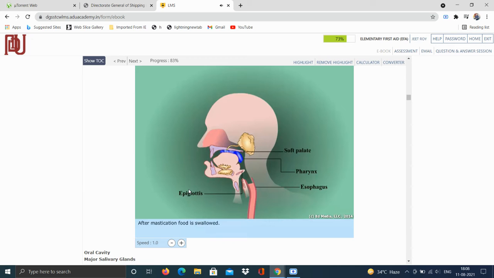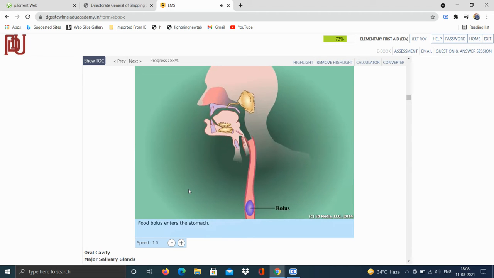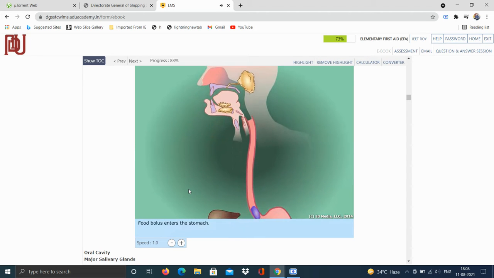After mastication, food is swallowed. The soft palate prevents food from entering the nasal cavity. Food particles are pushed through the pharynx to the esophagus. The esophagus connects the pharynx to the stomach. Food bolus enters the stomach.